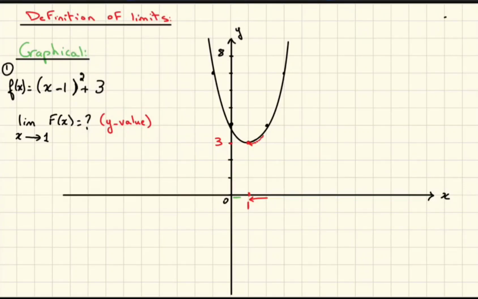As x approaches 1 from the left side, it means you're starting with this point, then this point, then this point, and so on. And I can see that I'm approaching the same point, which has the same y value of 3. As you can see, as x approaches 1 from the right and from the left, the function from both sides is approaching the same point that has a y value equal to 3. So in this case, I say the limit as x approaches 1 of the function is equal to 3.